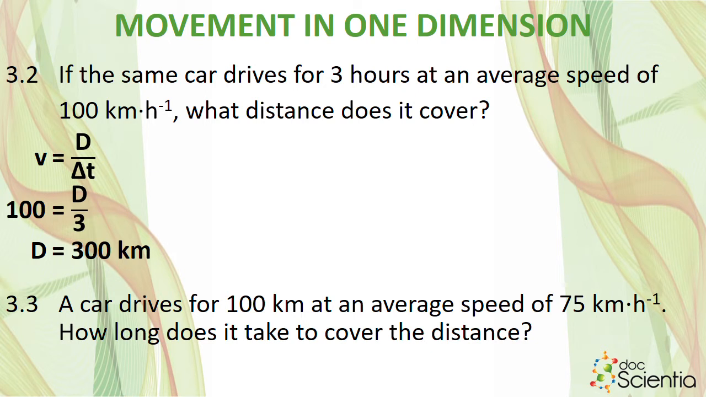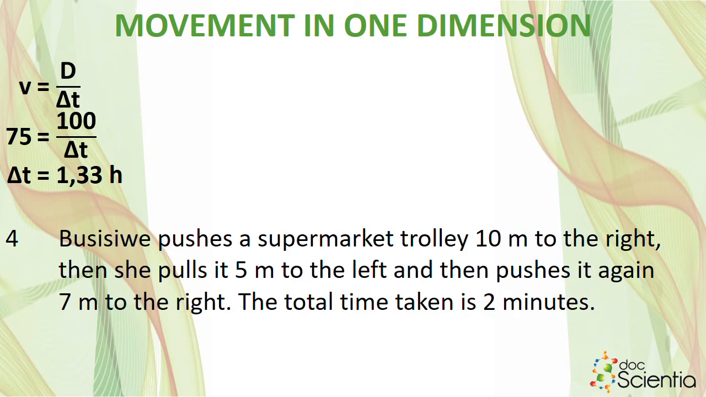A car drives for 100 kilometers at an average speed of 75 kilometers per hour. Hoe lank vat dit vir hom om die afstand te cover? So dan gaan jy sê dis afstand gedeel deur spoed. So it's distance divided by the velocity, and then you get to 1,33 hours. If they asked you for that in minutes, then you would have said 1,33 times 60. Maar hulle het nie. Sy los hom net so.